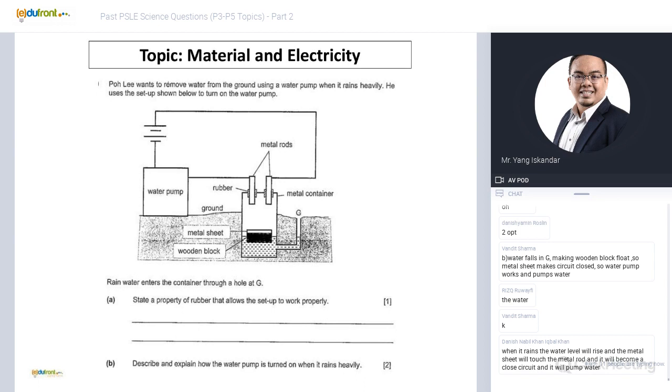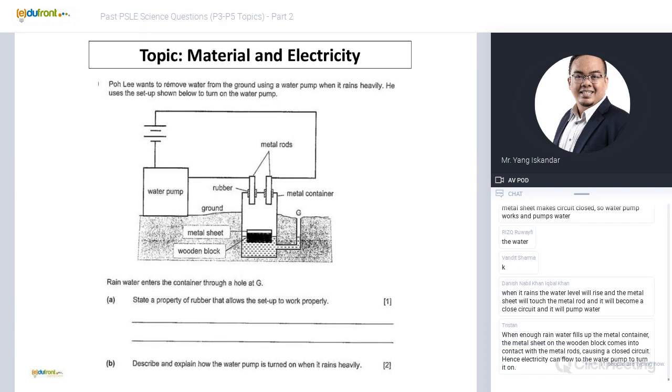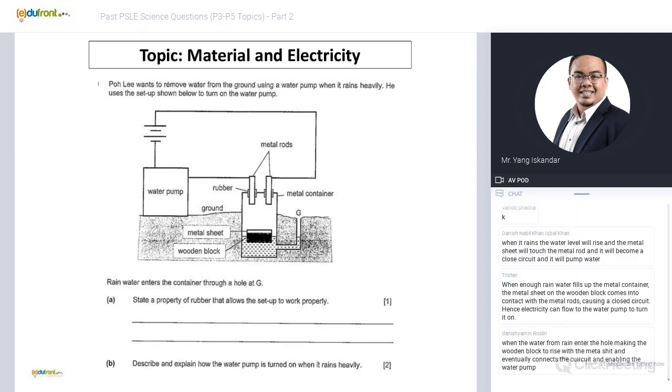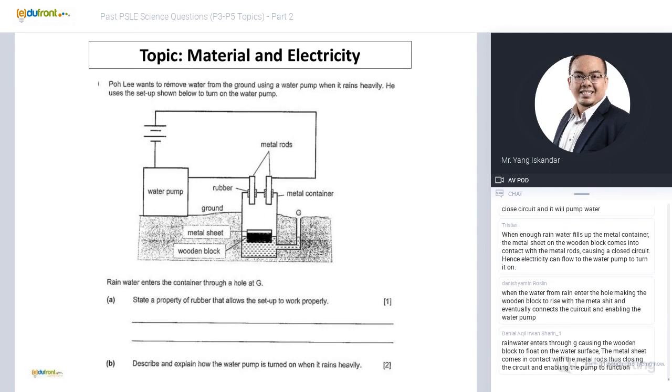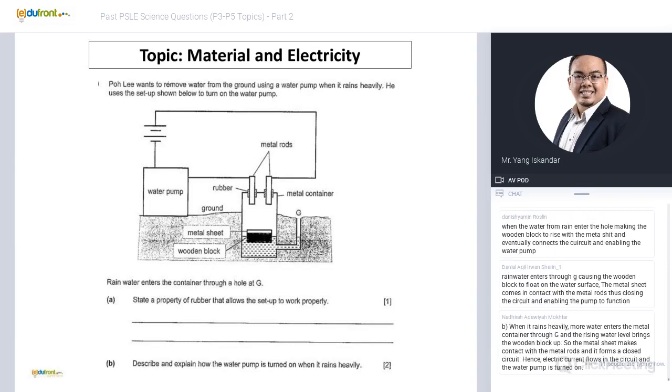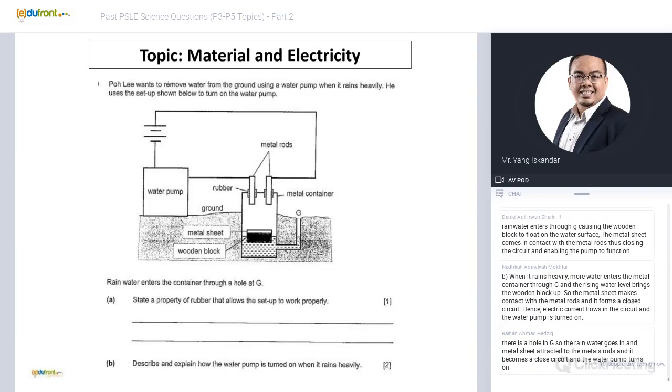Danish Nabil: when it rains, the water will rise and the metal sheet will touch the metal rod and become a closed circuit, and it will pump the water. Okay, Tristan says when enough rainwater fills the metal container, the plastic sheet on the wooden block comes into contact, causing the closed circuit, hence it will flow. Okay, very good. I think you all get the idea there.